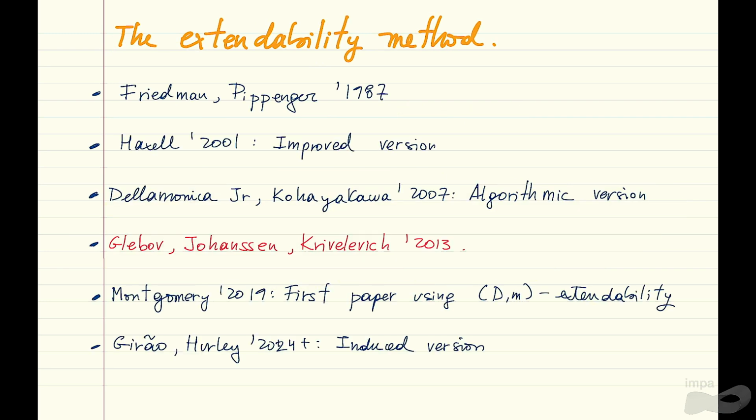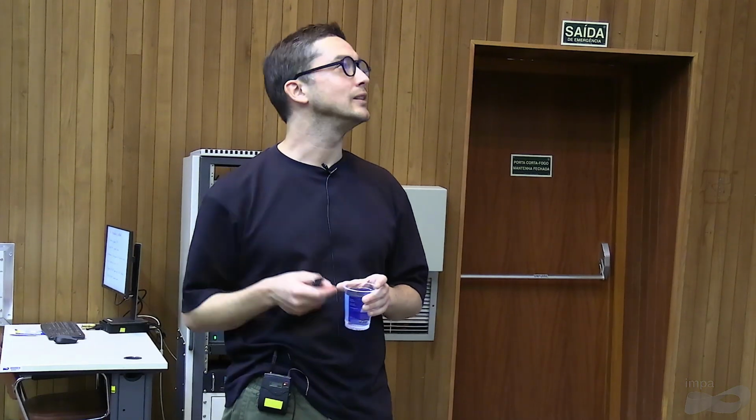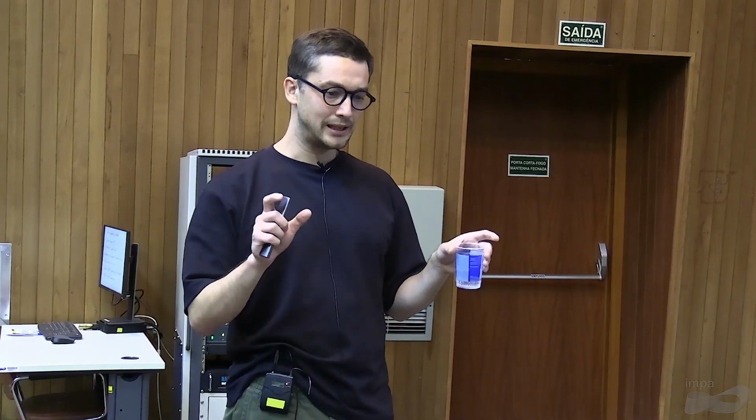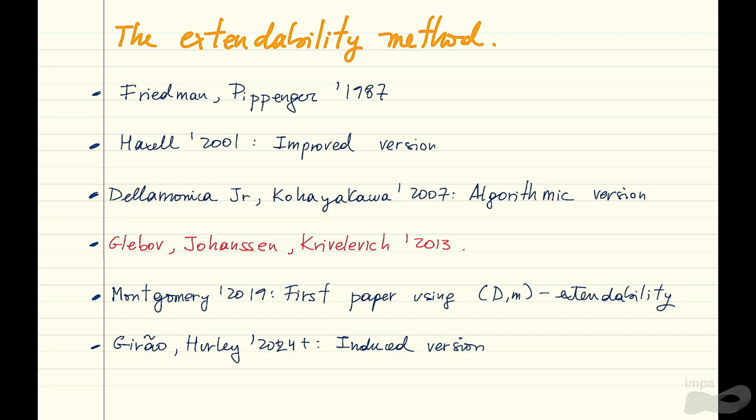Okay, so to give a brief overview of the extendability method. This is the main tool that we use to try to solve this question. As I said, the extendability method was introduced by Friedman and Pippenger in the 80s. Then it was improved by Haxell in 2001. She essentially proved that if you have slightly better expansion conditions, you can embed larger things. And then De La Vega and Yoshi, they proved an algorithmic version of this method.